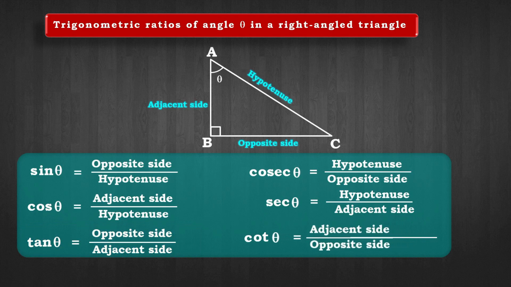These 6 ratios, sine, cosine, tangent, cosecant, secant, and cotangent, are called the trigonometric ratios of an angle. They are always defined with respect to a right-angled triangle, and the values of opposite side and adjacent side change with the chosen angle. But the hypotenuse always remains the same. Understanding these definitions clearly is very important, because they form the foundation for solving all trigonometry problems.